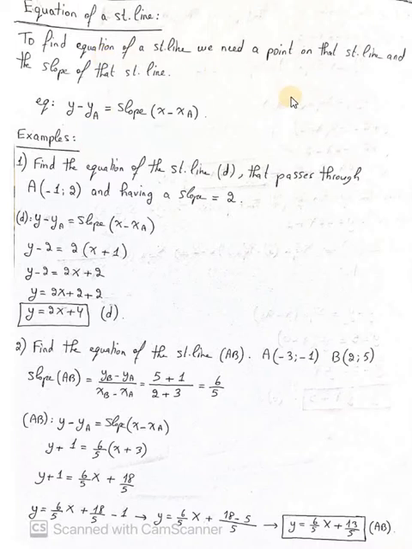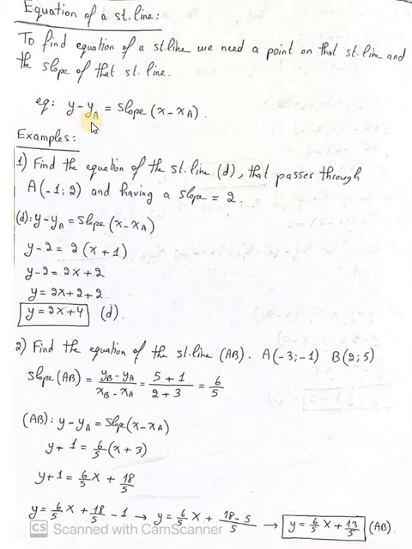To find an equation of a straight line, we need a point on that straight line and the slope of that straight line. Okay, remember this, it's very important. In order to find an equation of a straight line, we need a point on that straight line and we need the slope of that straight line. Okay, this is the rule. We will use this rule to find the equation of a straight line.